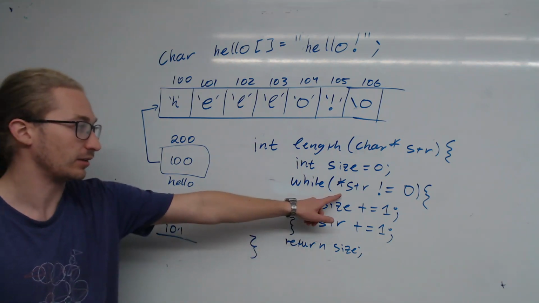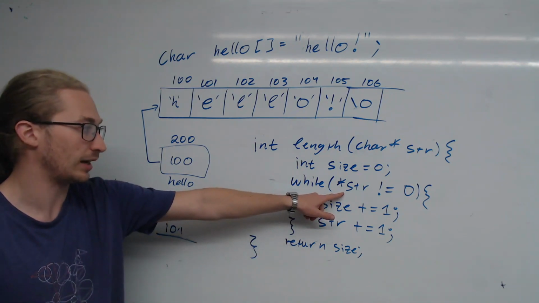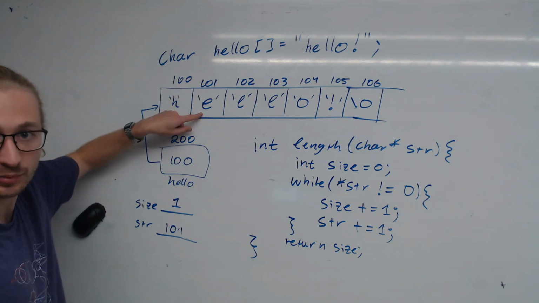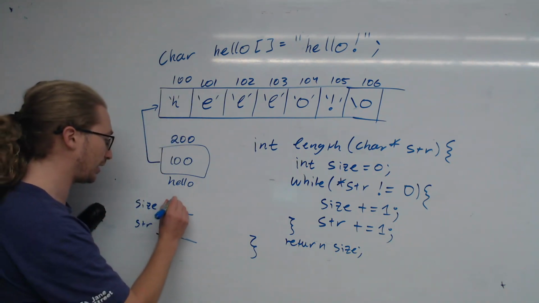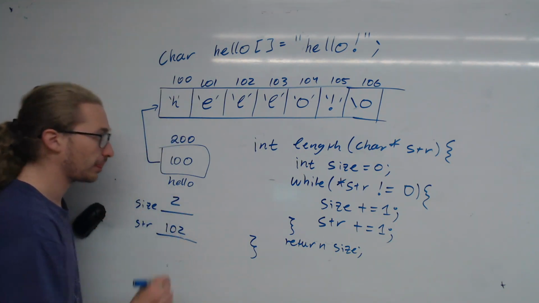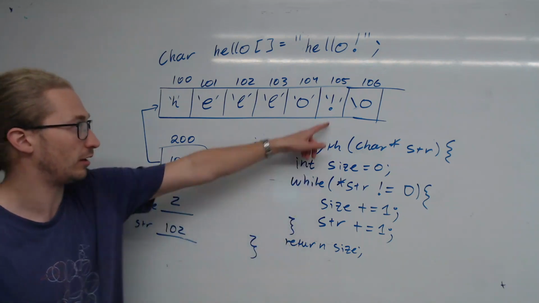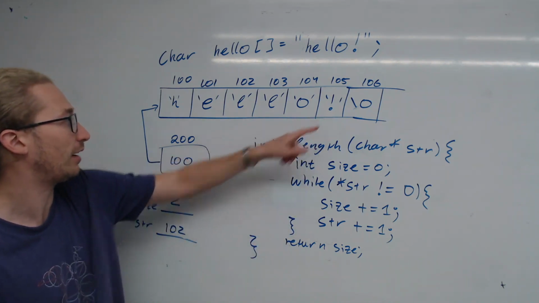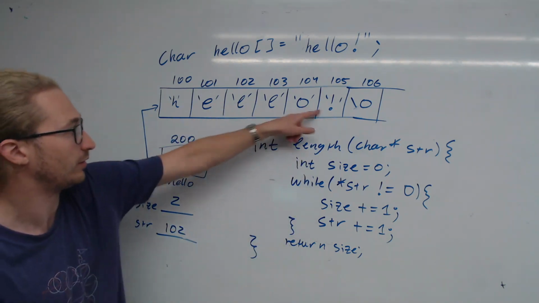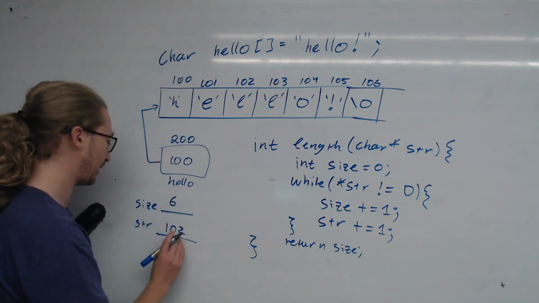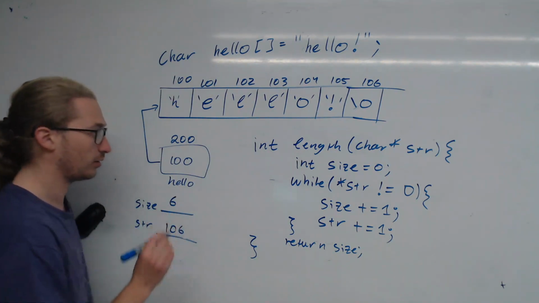And then run it again. Is stir pointing at a null terminator? No, it's not. It's pointing at E. So increase the size, increase the stir. And we rinse and repeat this until I get up to the point where I've counted 6 characters. 1, 2, 3, 4, 5, 6. So the size will be 6, and stir will be 106.